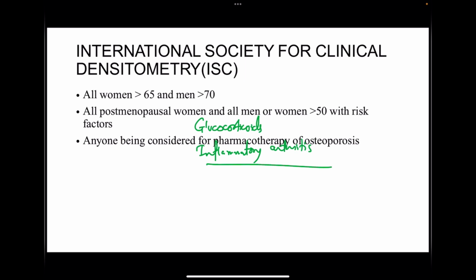And any patient where we are going to start medication for osteoporosis, in that case also we need to get a DEXA scan as a baseline. And for all the patients who are on anti-osteoporotic medication, for them also for monitoring, we can get a DEXA scan.